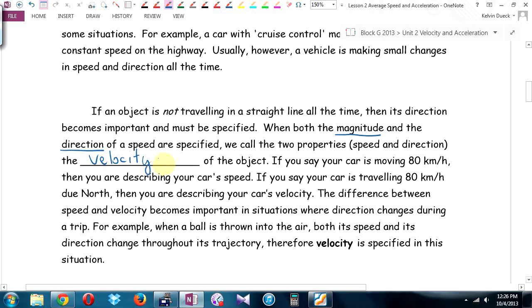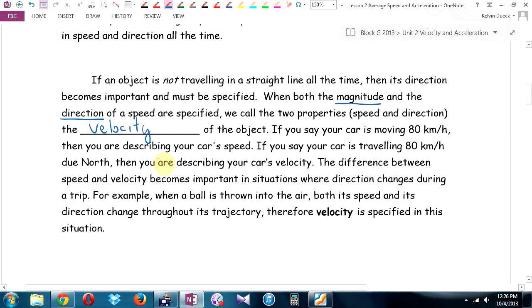So you learned last year, if you say your car is moving at 80 kilometers an hour, that's a speed. If you say your car is traveling 80 kilometers an hour due north, you've given me a magnitude and a direction. That's a velocity. You called that a vector, by the way. We had vectors and scalars, and we'll get into that vocabulary too. The difference between speed and velocity becomes important when direction changes during a trip.